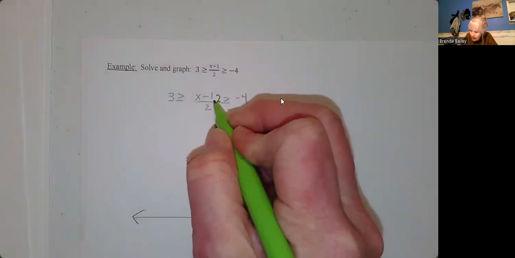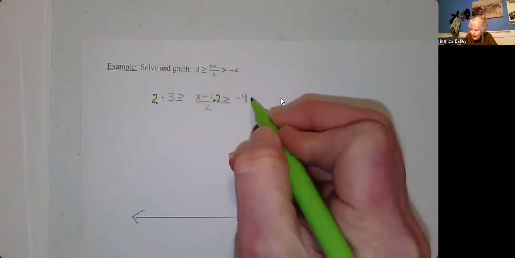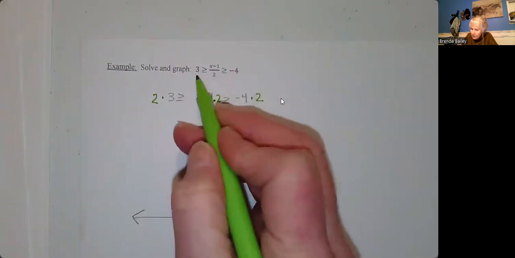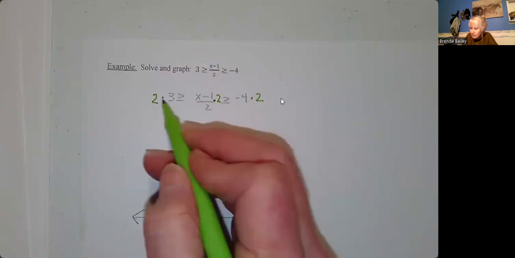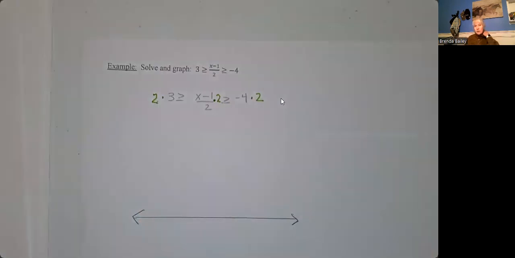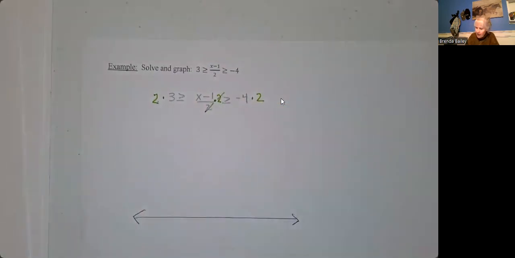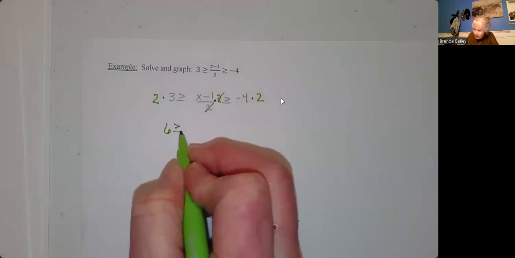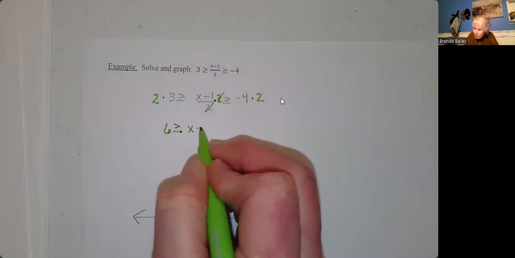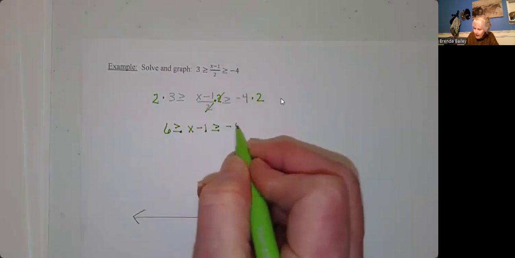And whenever you do that, you're going to multiply all three sections by that. So we have three sections now. And whatever you do to one section, you do to the other two sections on both sides. All right, so it's actually not too bad. That way these cancel. So we end up with 6 greater than or equal to x minus 1 greater than or equal to negative 8.